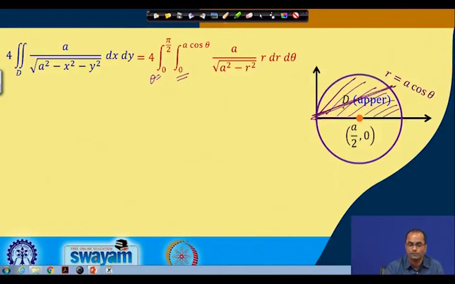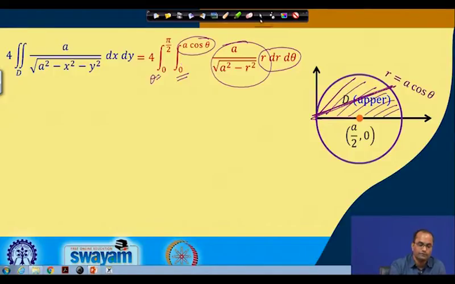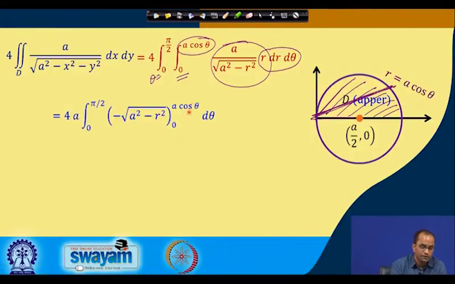So, r goes from 0 to the circle a cos theta, and we have a over the square root of a square minus r square, with r dr d theta. Again, this is very simple to integrate, like we have done already in the previous example. Once we integrate this, we put the lower limit 0 and the upper limit a cos theta, which will give us minus a sin theta when we put the upper limit, a square minus a square cos theta, which gives a sin theta, and with minus minus plus, when r is set to 0 we will get a.